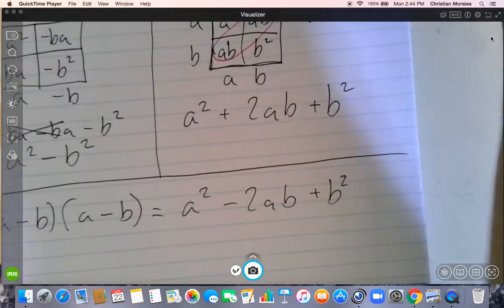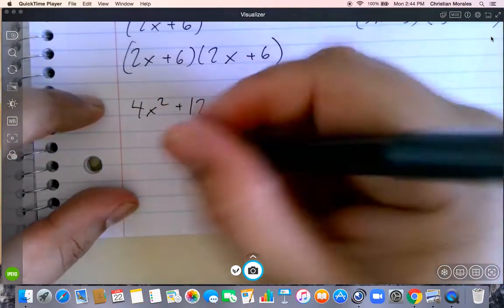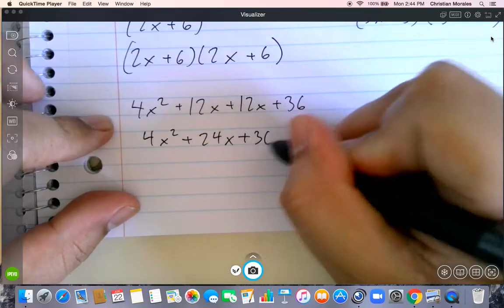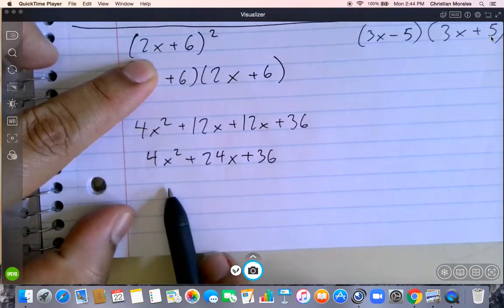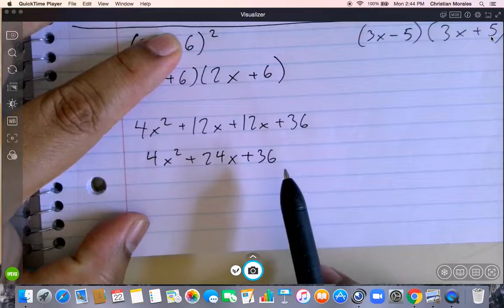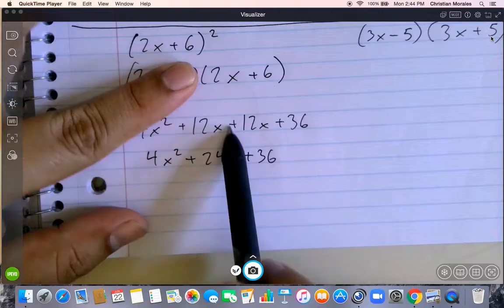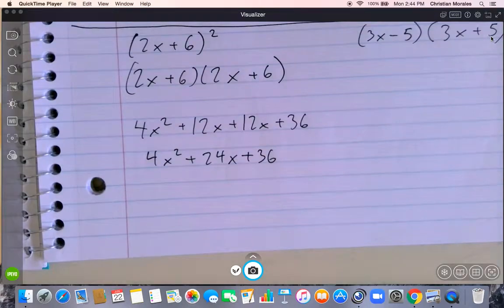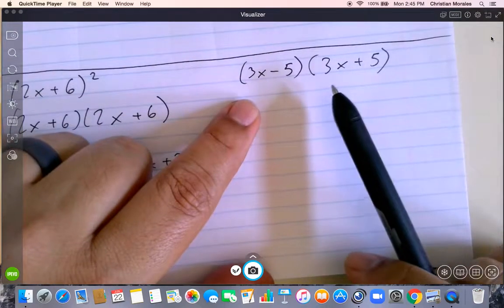Now, what do you do with the 2 terms in the middle of your area model? You add them up. So your answer for this is 4x squared plus 24x plus 36. Now take a look. What is 2x squared? 2x times 2x? 4x squared. What is 6 times 6? 36. What is 2x times 6? 12x. But double it, 24x. It just always follows this pattern, okay?